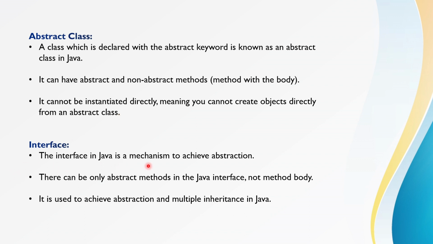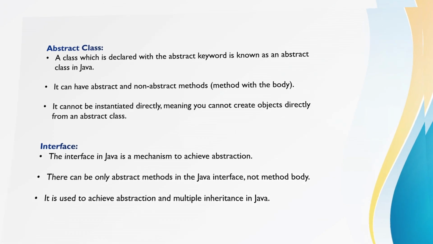Interface: the interface in Java is a mechanism to achieve abstraction. There can be only abstract methods in a Java interface, not method bodies. It is used to achieve abstraction and multiple inheritance in Java. These are the top points for abstract classes and interfaces we have to say to the interviewer. If they ask in depth about this concept, we have to elaborate some more points in addition to these points. If they ask for normal definitions, these points are quite enough to answer the question. So let's see the next question.